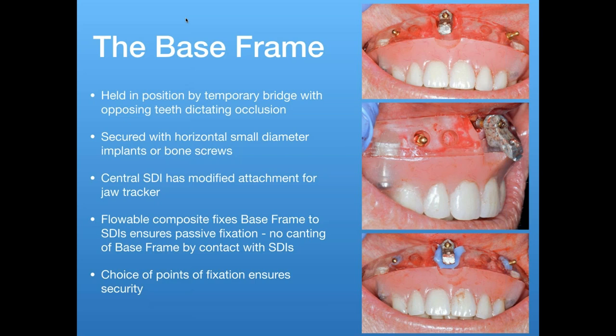Flowable composite is then used to fix the base frame to the mini implants, the small diameter implants, to ensure passive fixation. So the holes for the mini implants are larger than the head of the mini implant, so that there's no canting or strain put onto the base frame so that it isn't moved in the placement of the mini implants. And there's also a choice of fixation points, which means that should we find that one particular site doesn't give secure fixing, we can use a different site. So this overcomes a lot of the problems that we see with static guides, full arch static guides.